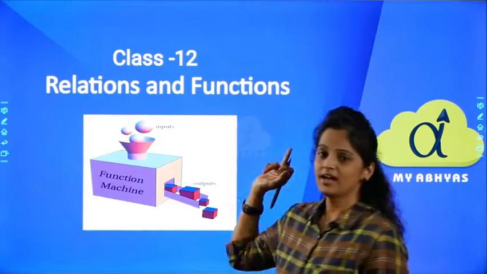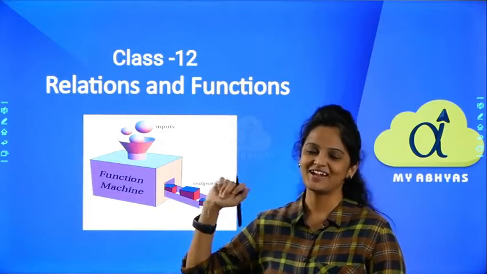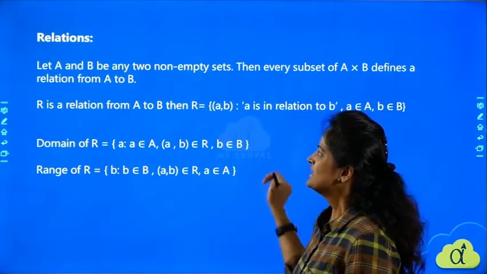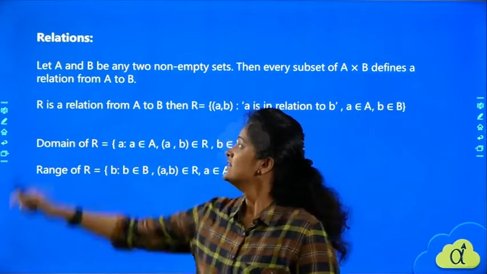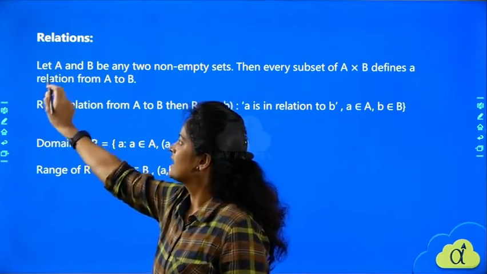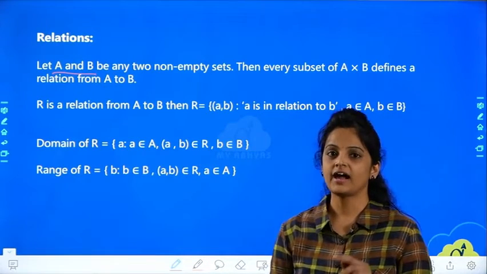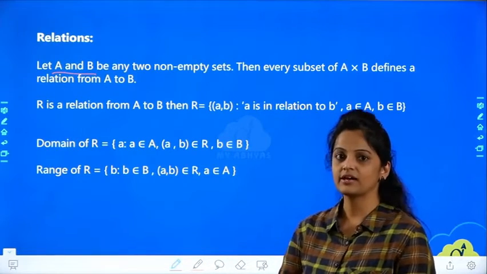Let's see what all we have in this chapter. Okay, class 12, I'm going to start relations and functions. So let's begin with relations first. The definition is here. We are taking two sets, set A and set B. A and B are two non-empty sets, and you probably remember A cross B.